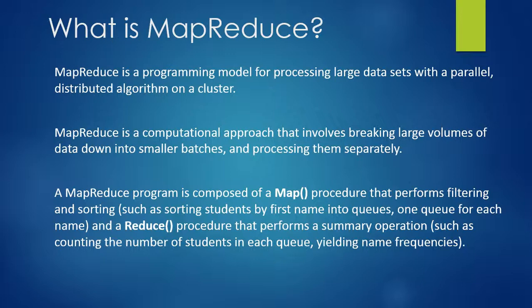A MapReduce program is composed of a map procedure that performs filtering and sorting, such as sorting students by first name into queues, one queue for each name, and a reduce procedure that performs a summary operation, such as counting the number of students in each queue, yielding name frequencies.